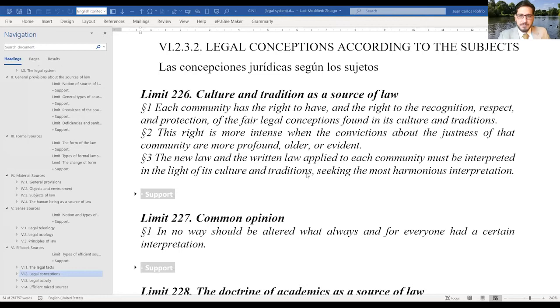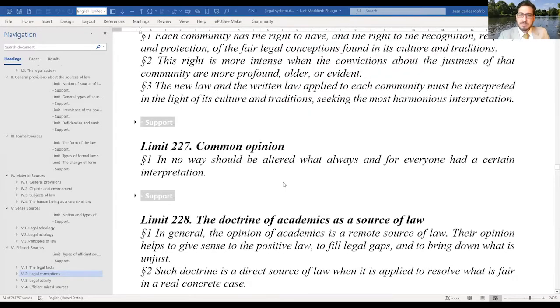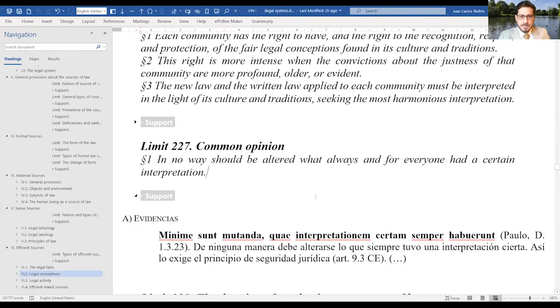In any case, I think that you understand more or less how it could be a source of law. Second, the common opinion. I'm copying here a phrase of the Digest of Paulo, one of the great Roman jurists: in no way should be altered what always and for everyone had a same time interpretation.